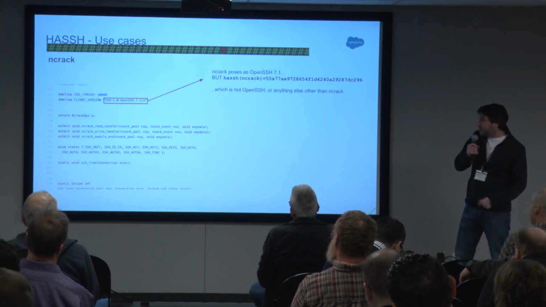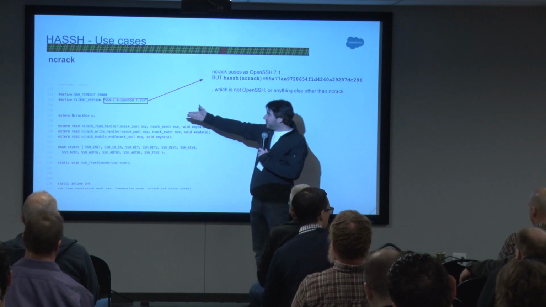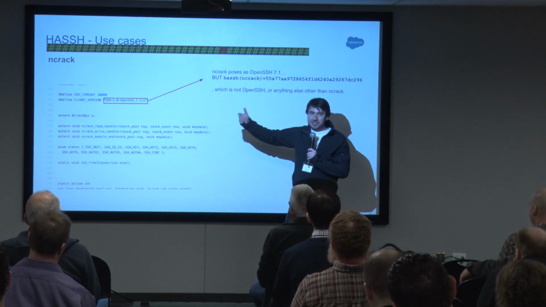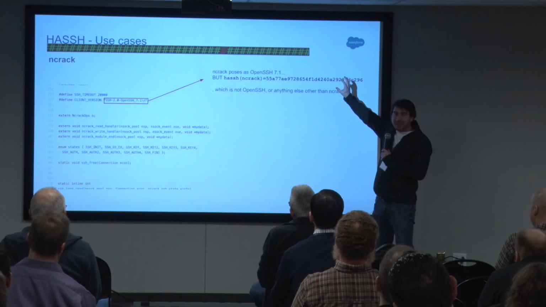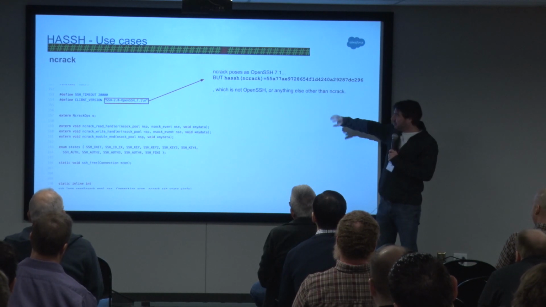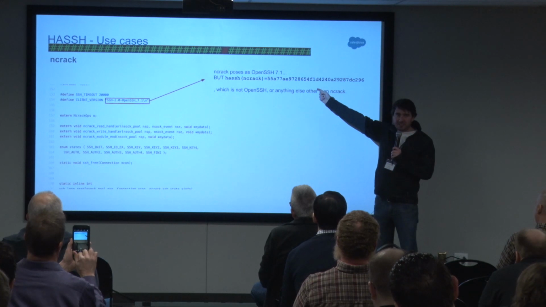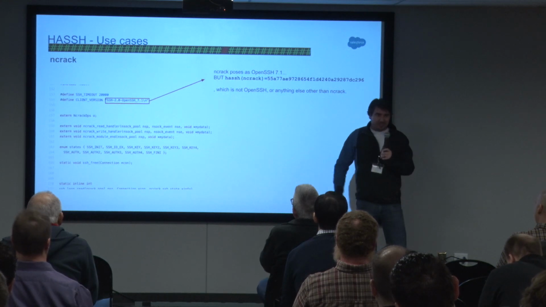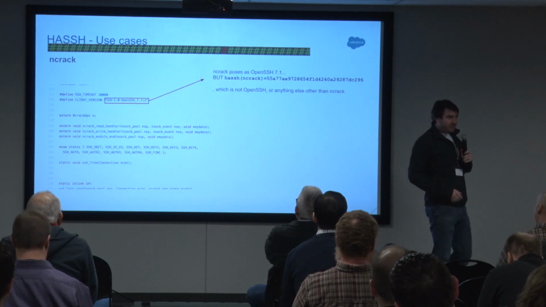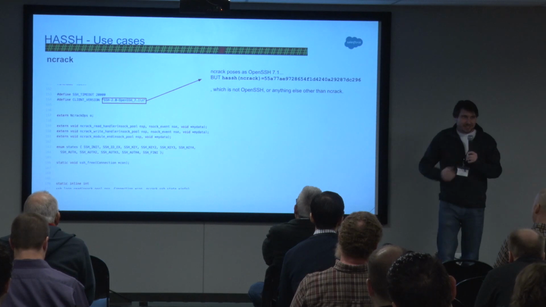So ncrack actually is interesting. ncrack purports that it is OpenSSH version 7.1. It's not. Its hash is very unique to ncrack itself. So if you wanted to detect ncrack, you just look for this hash. That's it. They could say it's OpenSSH 7.5, the latest version of whatever they want, and this will always remain the same. So this is your easy detection mechanism.